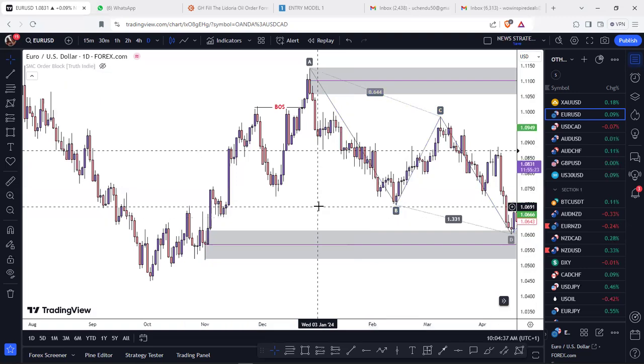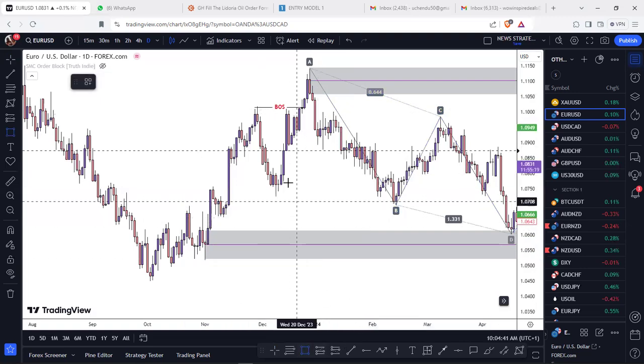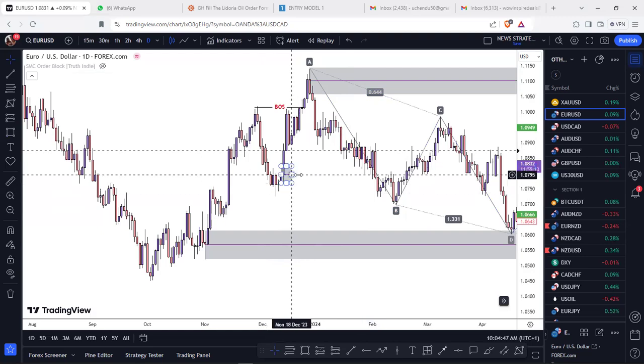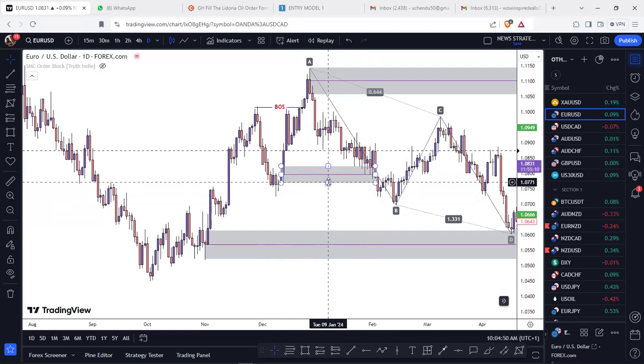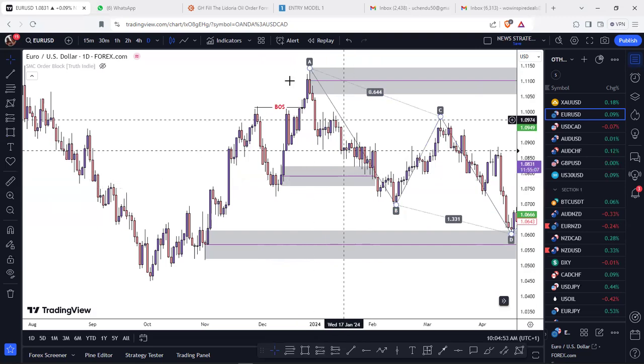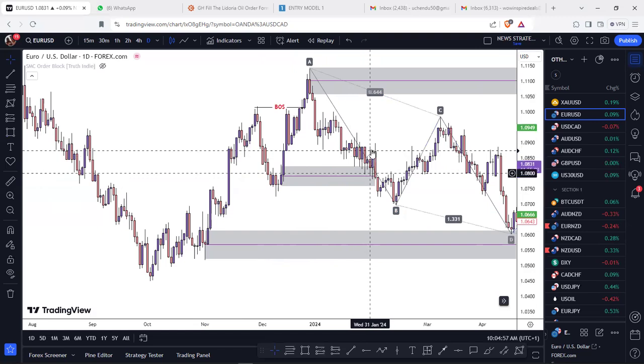Okay. Then we also have, after this breakout structure, this, which is a valid order block. So we wait for price reaction on these levels. We now have a breakout structure, and then what did the price do? Price came here, gave us a small time frame buy, and then we'll have what?